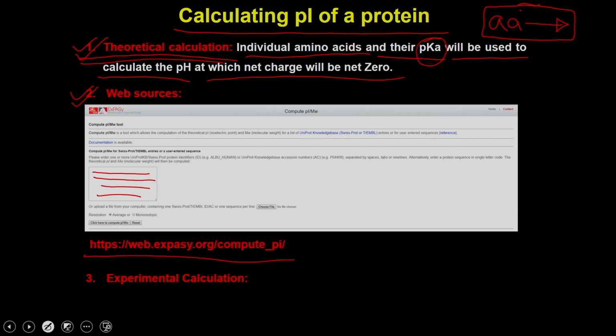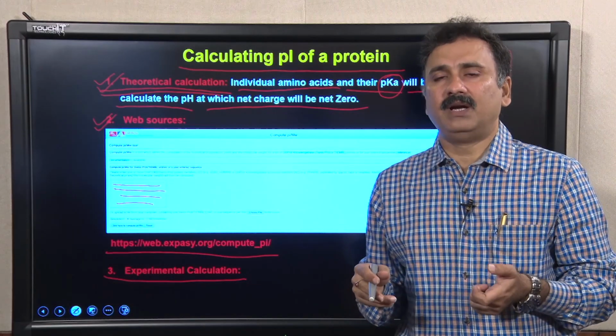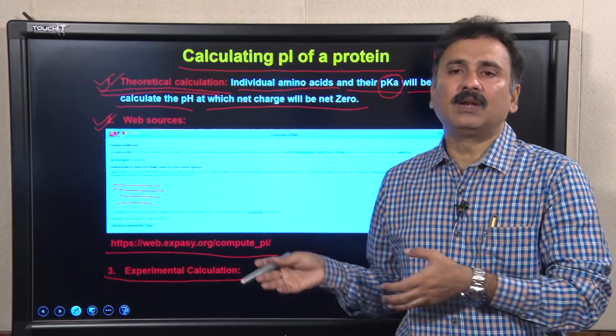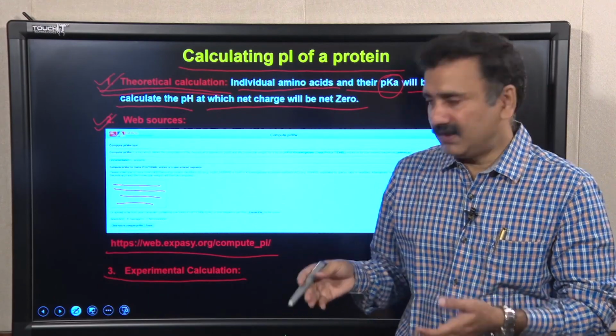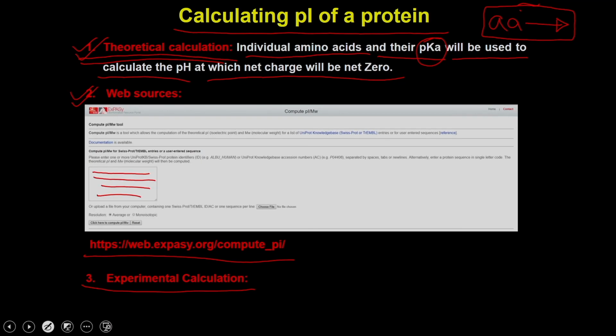Now, if you do not know the amino acid sequence and still want to calculate the isoelectric point, then you can use the experimental method, which means you perform the experiments with the purified protein and calculate the isoelectric point. Let us see how we can calculate the isoelectric point using the experimental conditions.